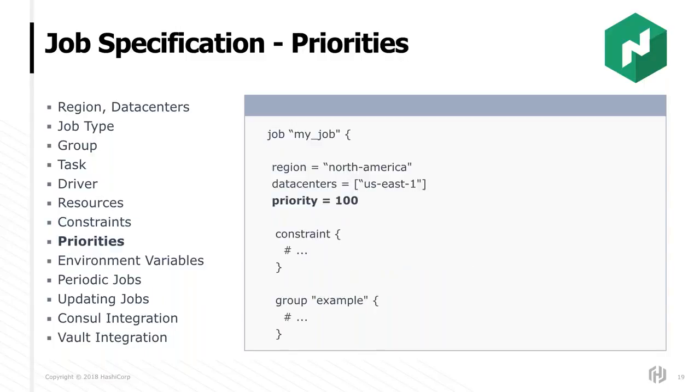The priority for the job is also specified at the job level. So with respect to scheduling, higher priority jobs will be sorted to the top of the evaluation and planning queues, right? So they get scheduled before the lower priority jobs in a relative sense.